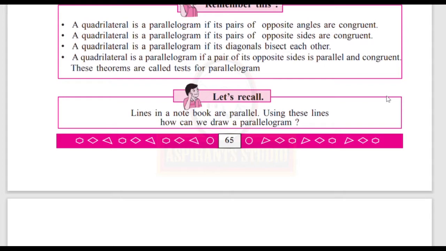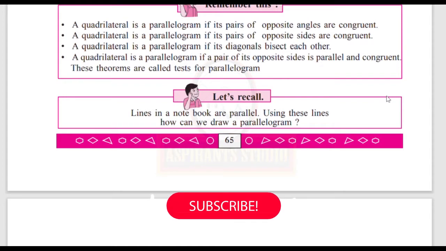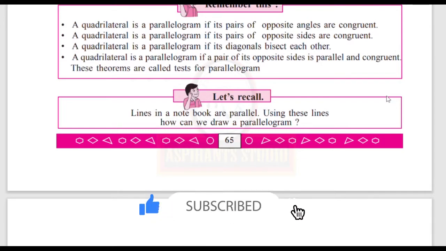A quadrilateral is a parallelogram if its pairs of opposite angles are congruent. A quadrilateral is a parallelogram if its pairs of opposite sides are congruent. A quadrilateral is a parallelogram if its diagonals bisect each other. A quadrilateral is a parallelogram if a pair of its opposite sides is parallel and congruent.